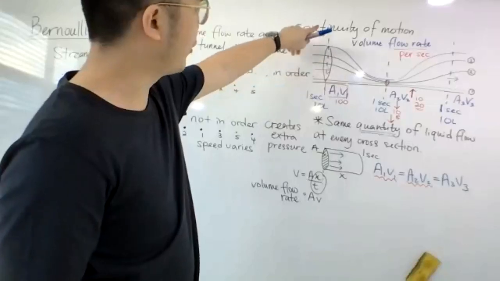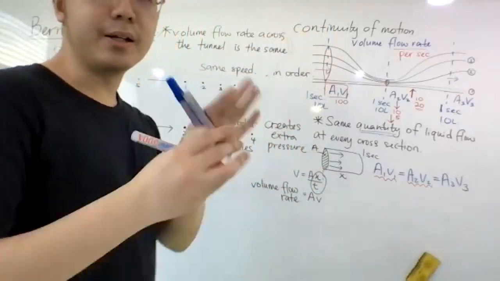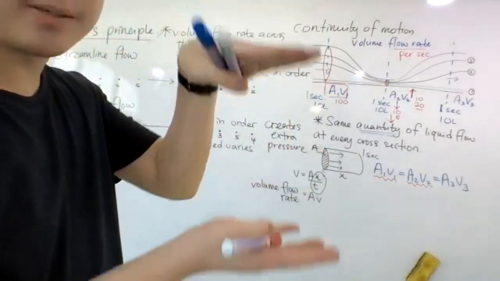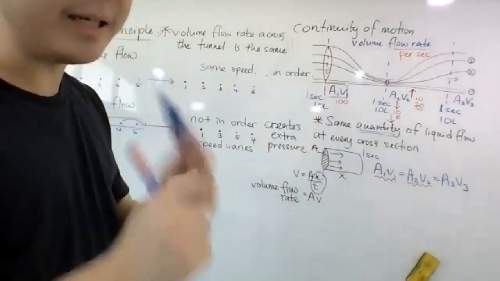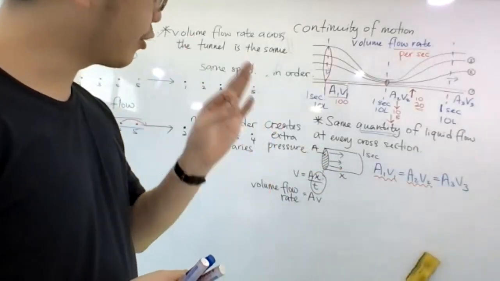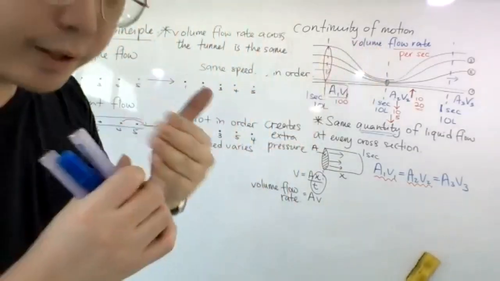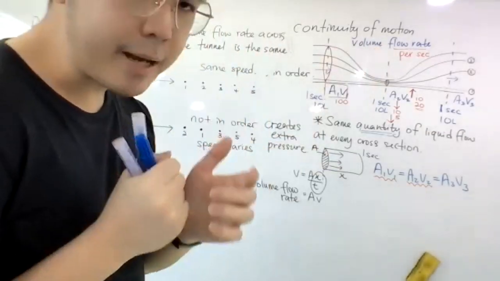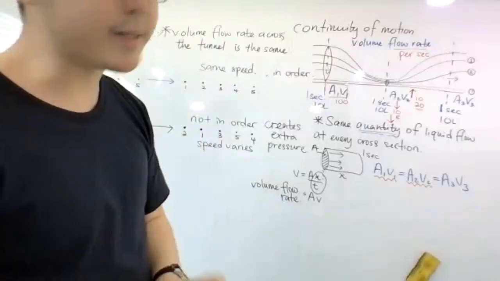Okay, so according to what? According to the principle of continuity of motion, it says that whenever the cross-sectional area is small, the velocity of the flow will increase. Again, whenever the cross-sectional area is small, the velocity of the flow will increase because the mass or the volume flow rate must be constant always.